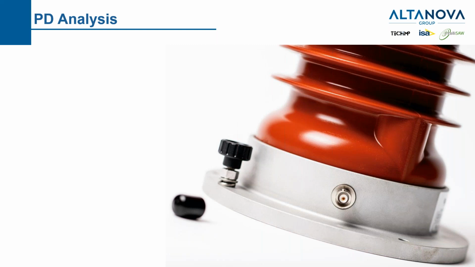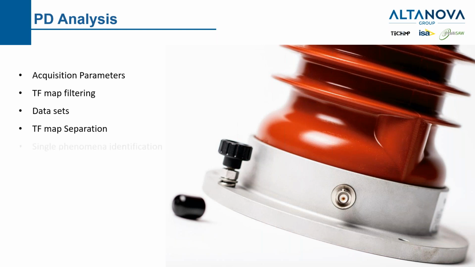Now we have seen basically what the sensors are, how we can acquire data, and how we can filter noise. We will see now how we should analyze data. To analyze data, we have to keep in mind a flow of action. First, we have to take into account acquisition parameters. Then we can apply, if we want, some filter with a TF map. And as an output, we will have a data set.